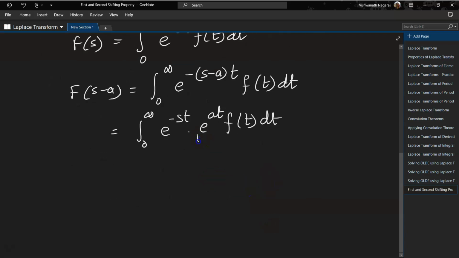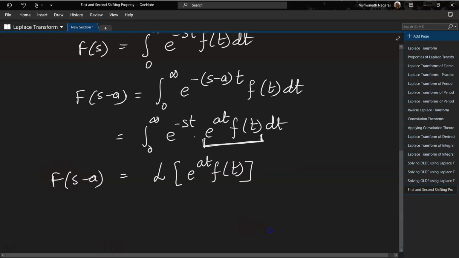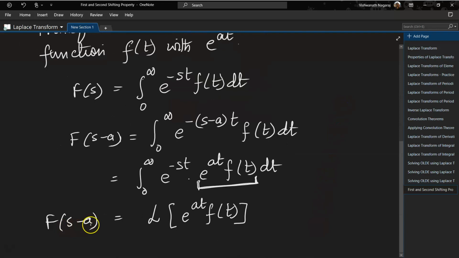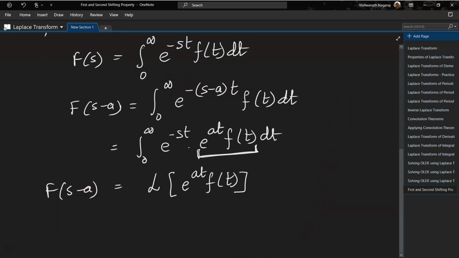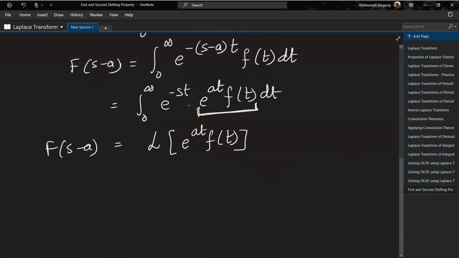Now, if you think about it, if we treat this as a single function, we can directly say this is nothing but Laplace of e to the power of at f of t, as per the Laplace definition. And on this side, remember, we have capital F of s minus a, which is what we had to prove. Laplace of e to the power of at f of t is equal to F of s minus a. Here, remember, we were substituting s by s minus a, so our focus was on s. Now in the second shifting property, we are going to shift our focus from s to t.